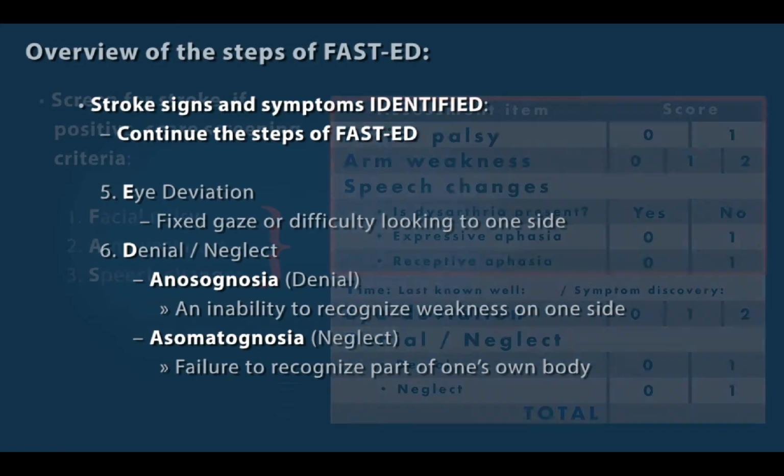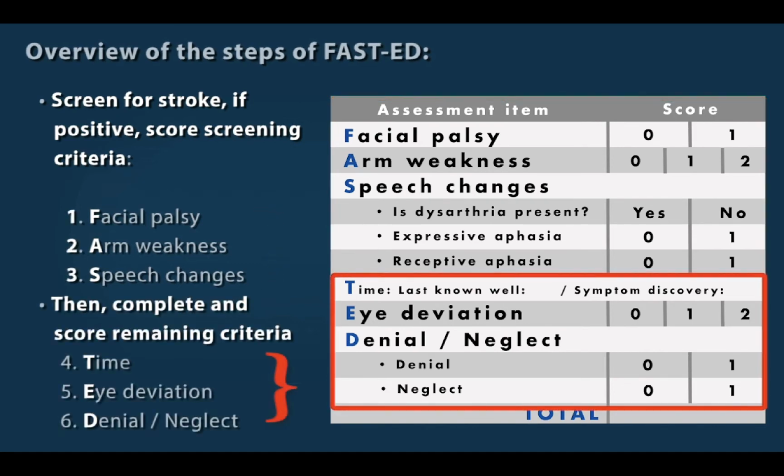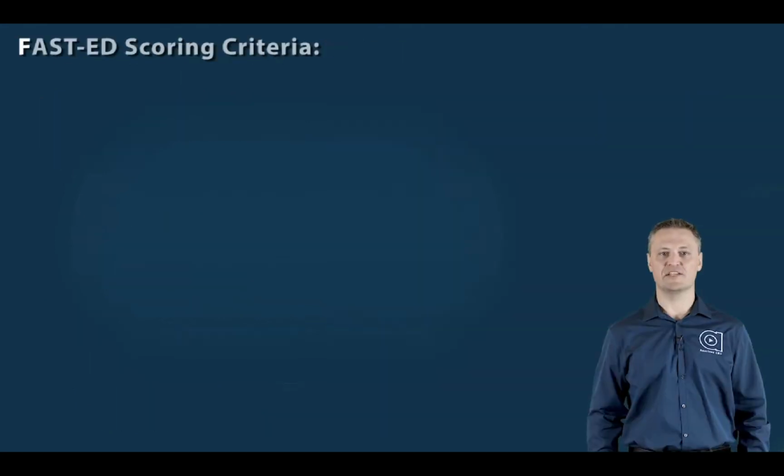with their weak arm. Again, when signs and symptoms of a stroke are noted during the screening phase of FAST-ED, score the severity of the deficits noted. Then, complete and score the remaining steps of FAST-ED. The assessment and scoring criteria for each step of FAST-ED consists of the following.